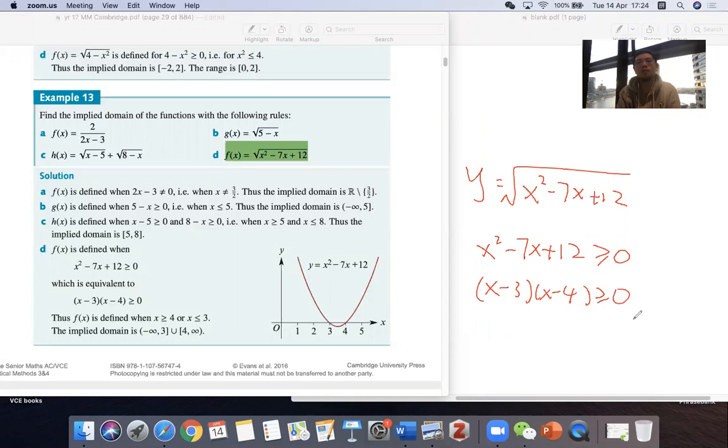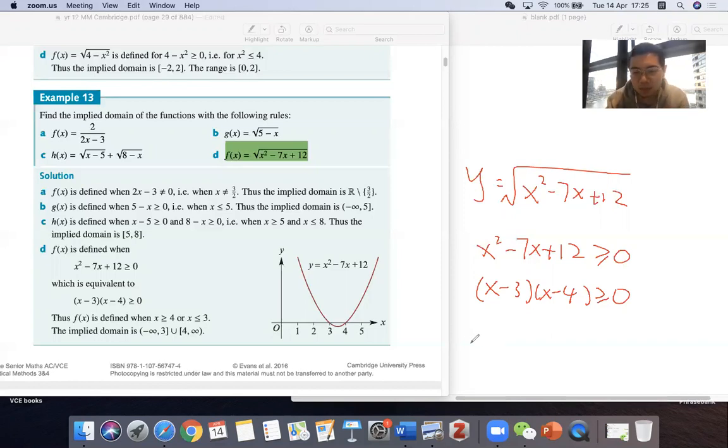So now it becomes the tricky one. From the book, we can clearly see that they use the graph, the parabola, to directly observe that it's greater than 0 from negative infinity to 3 and 4 to positive infinity. Now I'm going to show you another way to do it, okay? Hopefully it makes sense as well.